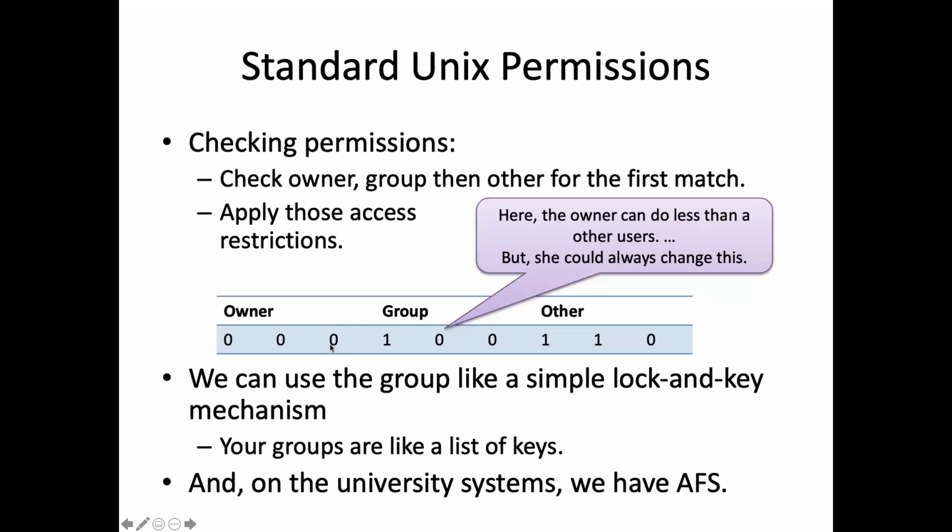If you're not the owner of the file, then the next 3 bits tell us whether you can read or write or execute that file, provided you're a member of the group that the file is stamped with. And otherwise, if you're neither the owner nor a member of the group that owns that file, then these last 3 bits say what you can do with that file.